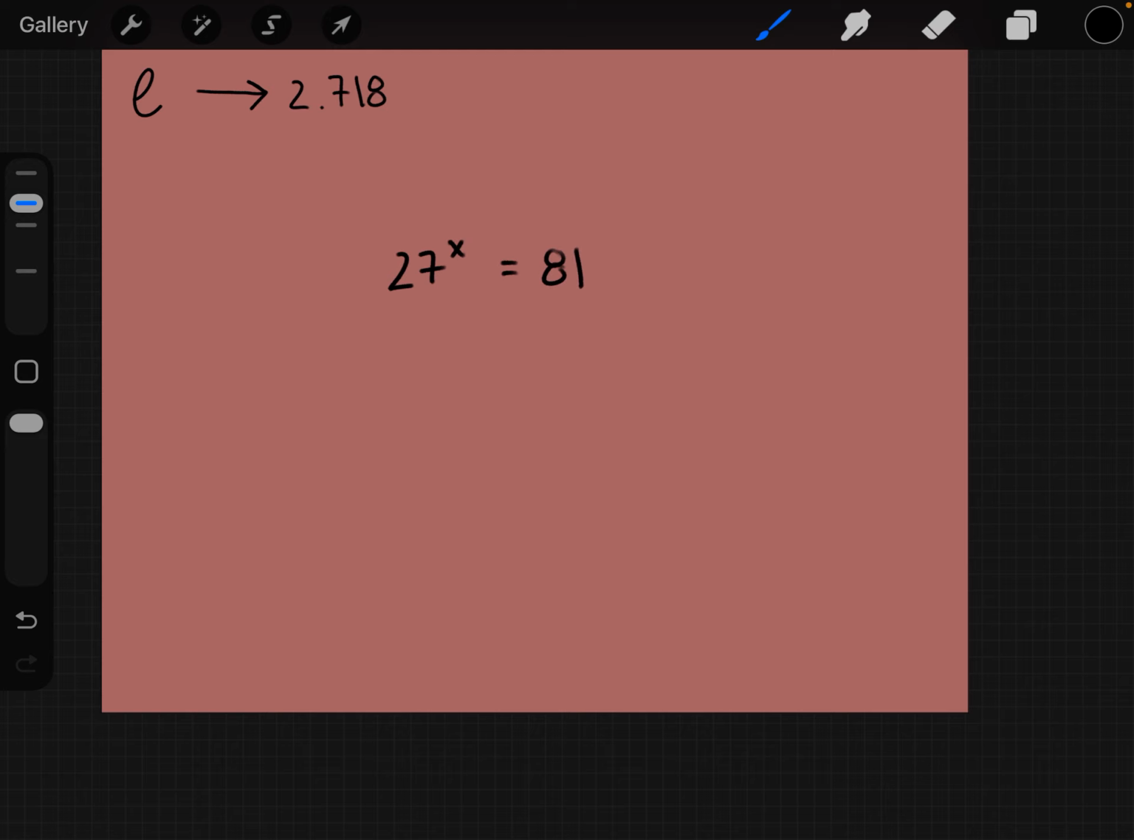This is going to be 3, because I know 3 cubed is 27. Don't know 81 though. 4 or 5? Probably 4. Yep. There we go. Okay.